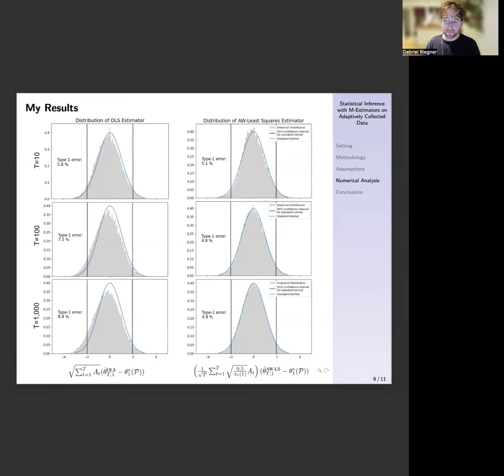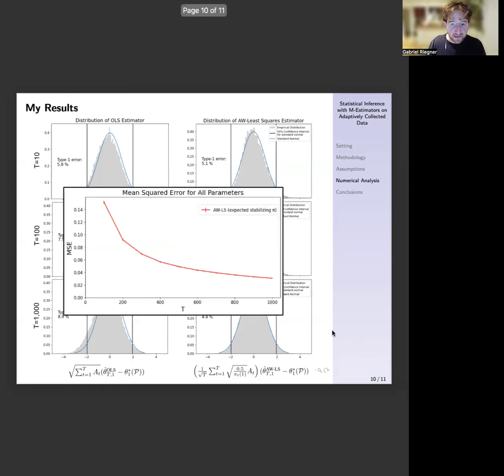However, just from this figure alone, it is difficult to see any improvement with large samples because I'm plotting the normalized histograms. But this next figure here displays a plot of the mean squared error of the adaptively weighted estimator as a function of sample size. So the plot shows a clear trend of decreasing mean squared error as the sample size increases. So this reinforces the consistency of the adaptively weighted estimator, highlighting its improved estimation accuracy with more samples.